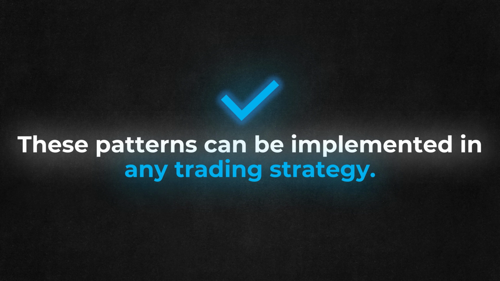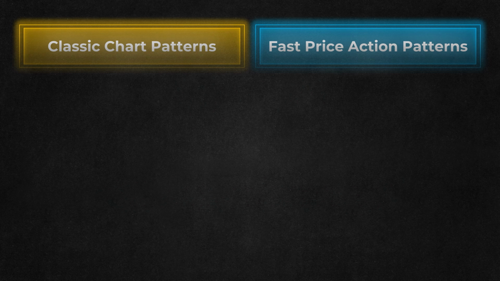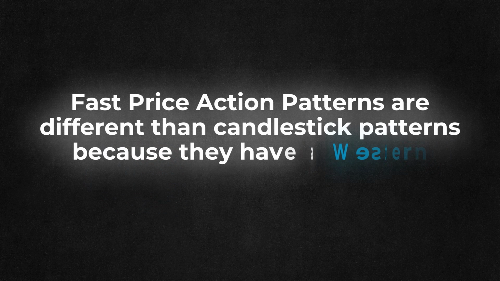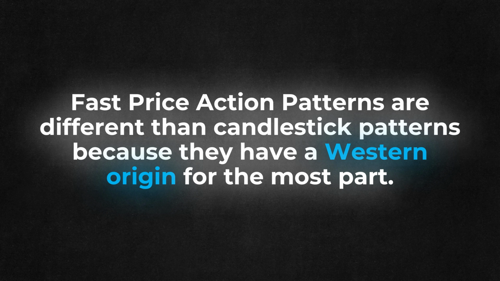Most traders are used to the classic chart patterns such as head and shoulders, double tops or bottoms, triangles, and so on. However, there are a number of other price action patterns that can be useful for any price action strategy. Classic chart patterns are usually formed by several candles or bars, so they tend to be slower formations. Fast price action patterns are only formed by a few candles or bars most of the time. They are different than the famous candlestick patterns because they have a Western origin for the most part.